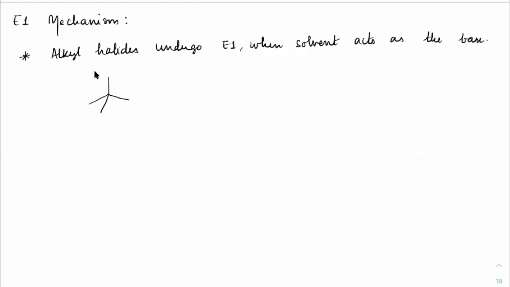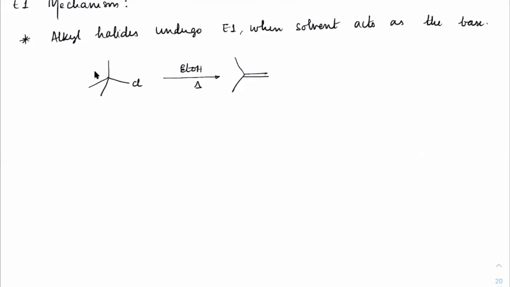Example, if you have chlorine, heating, OH and heat. This is how it is. And if you get this, then we say it is following E1 mechanism. Let's see what is happening in the mechanism here. Chlorine. In this slow step, there is a carbocation formation and Cl- is lost. This is step 1.